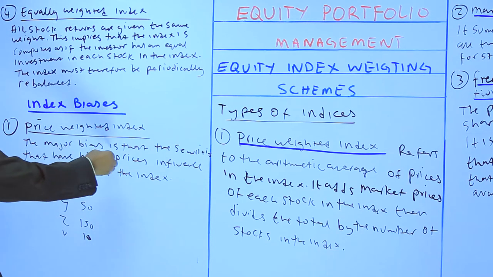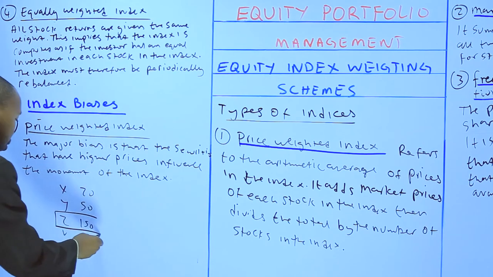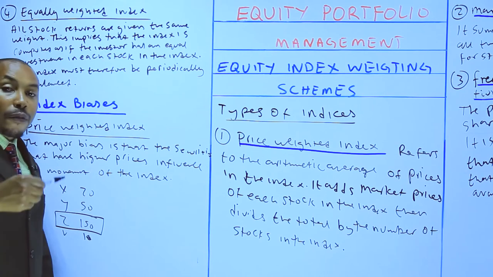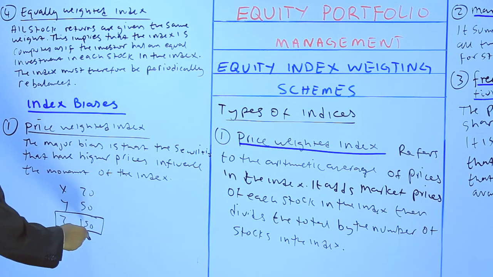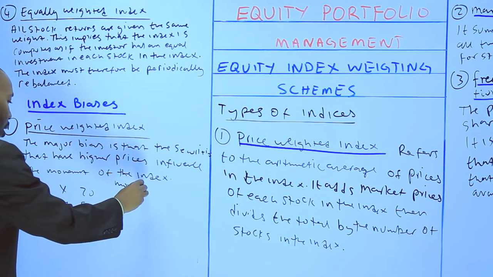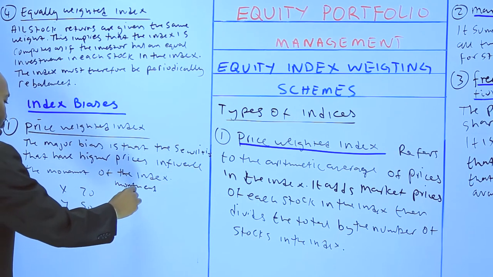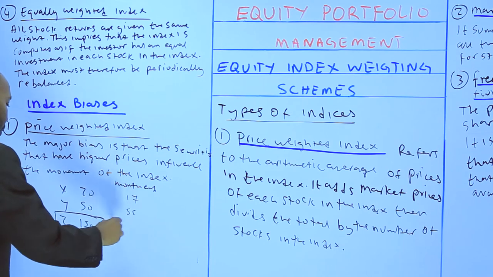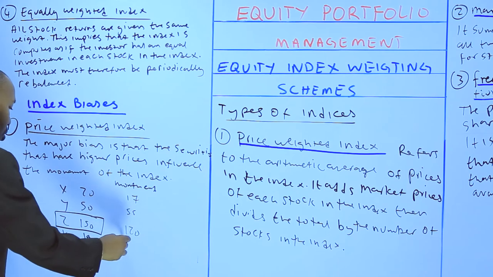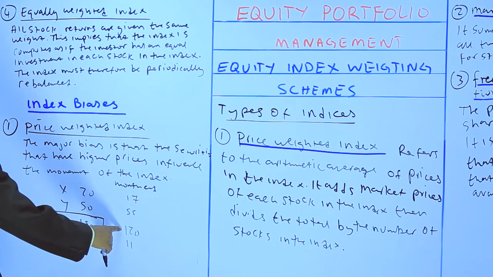We're saying that the major bias is that securities that have higher prices are the ones that dictate the movement of the index. So if this one increases from 150, and maybe at the end of the month, instead of 20 it goes to 17, this goes to 55, and this one goes to maybe 120, and this one remains around 11. This is the one that's going to dictate the movement.